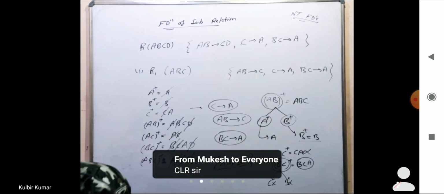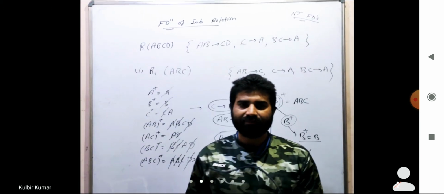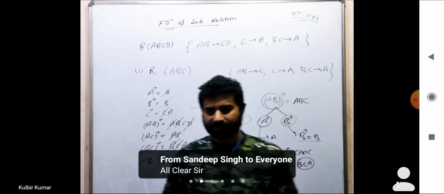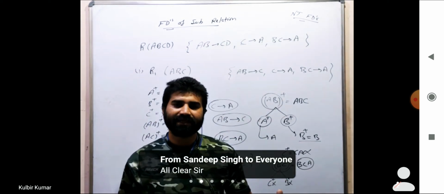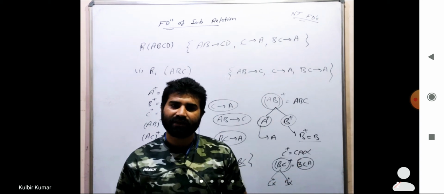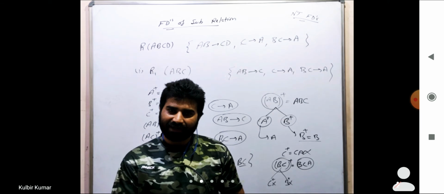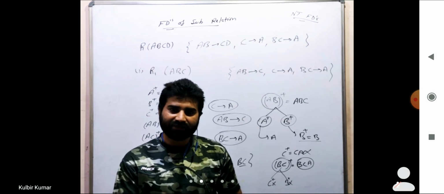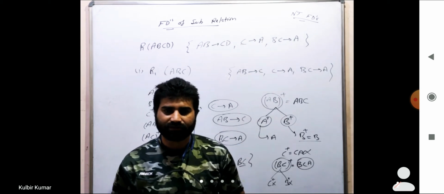Clear. Okay, so this is finally the way to find the functional dependency for the sub relation, right? There will be the main functional dependency set given and a relation given, and it will say that this is the sub relation given. Find the functional dependency set for this sub relation. So this is the procedure.